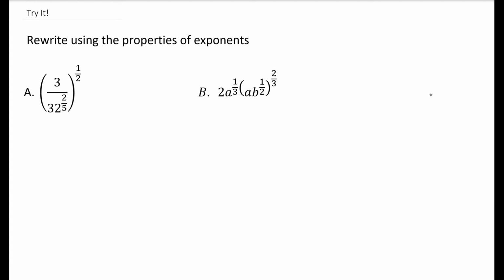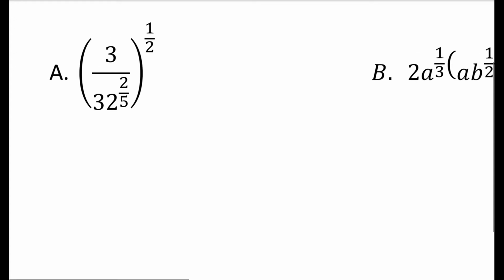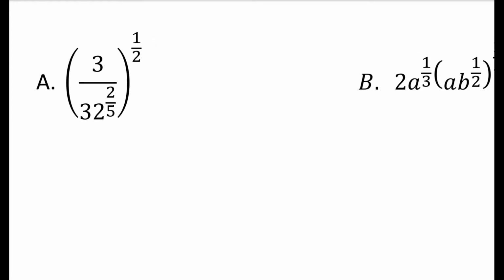Pause the video and try the following problems. All right, so we're going to rewrite using the properties of exponents, just like we did before. So we have here a quotient. We have 3 on the top, and then we have, which should be a 32 on the bottom, raised to the 1/2 power.